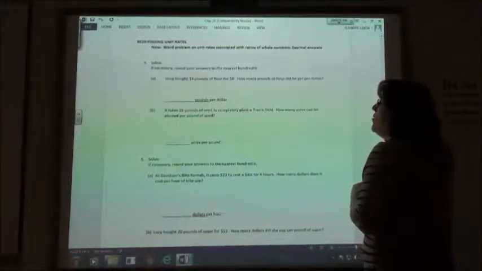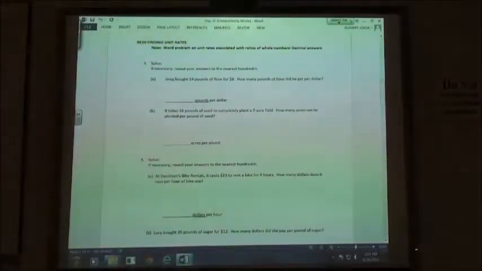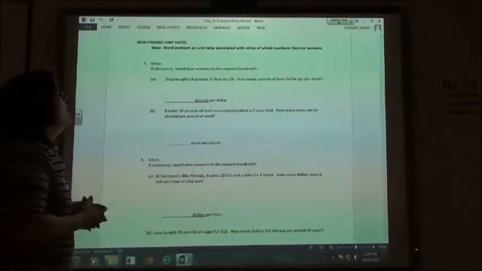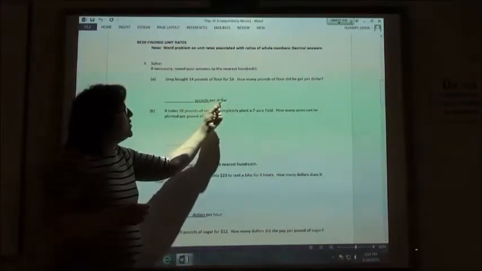Number 4, 5, and 6 are finding unit rates. Dollars per hour. Pounds per dollar. When I'm finding a unit rate, the important part is the order of the question.